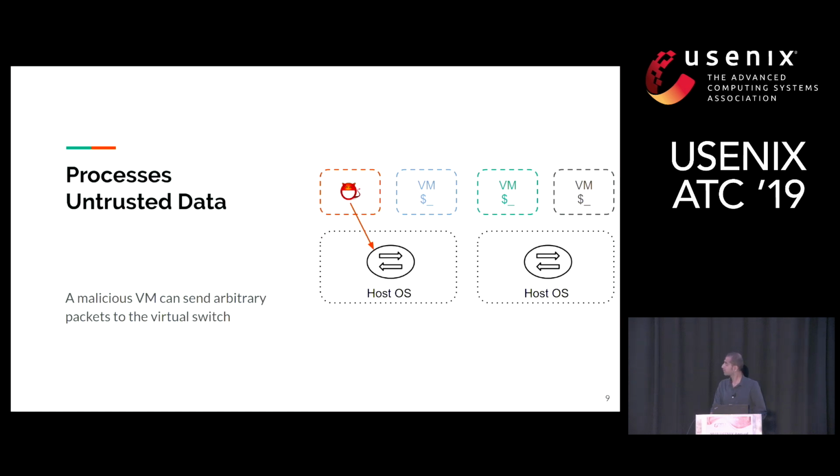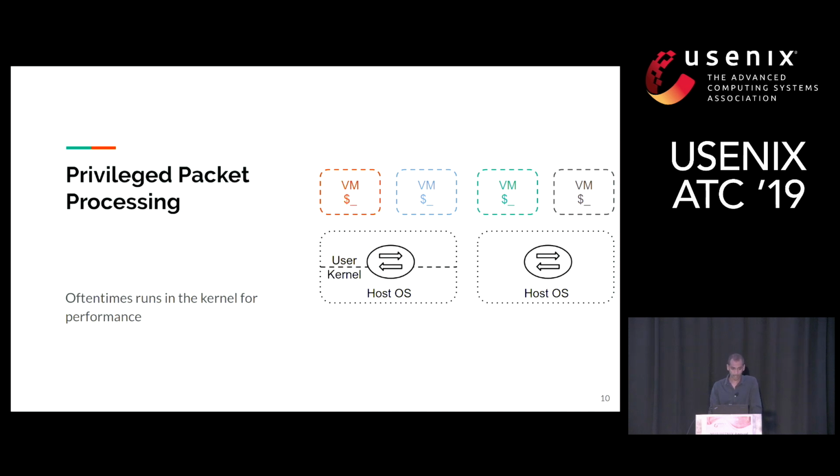Let's look at the first one, which is the fact that virtual switches directly process untrusted data. A malicious VM can send packets to the vSwitch that it would process. Next, the vSwitch as a component is privileged. The packet parsing, which is quite a large attack surface, happens either in the kernel or, if running in user space, runs with root or as sudo.